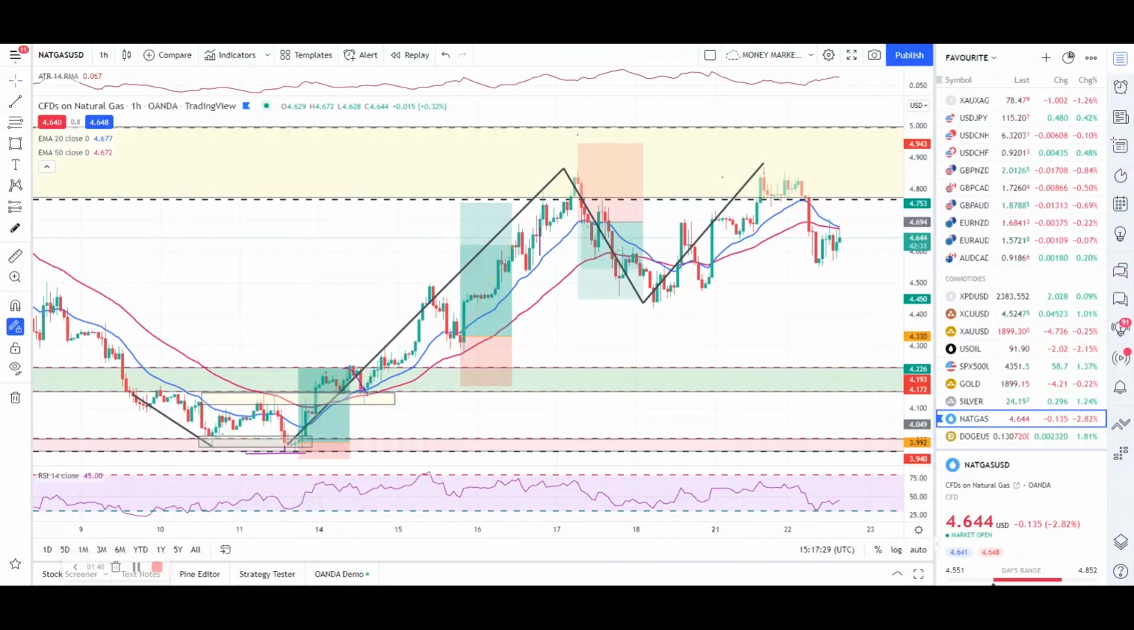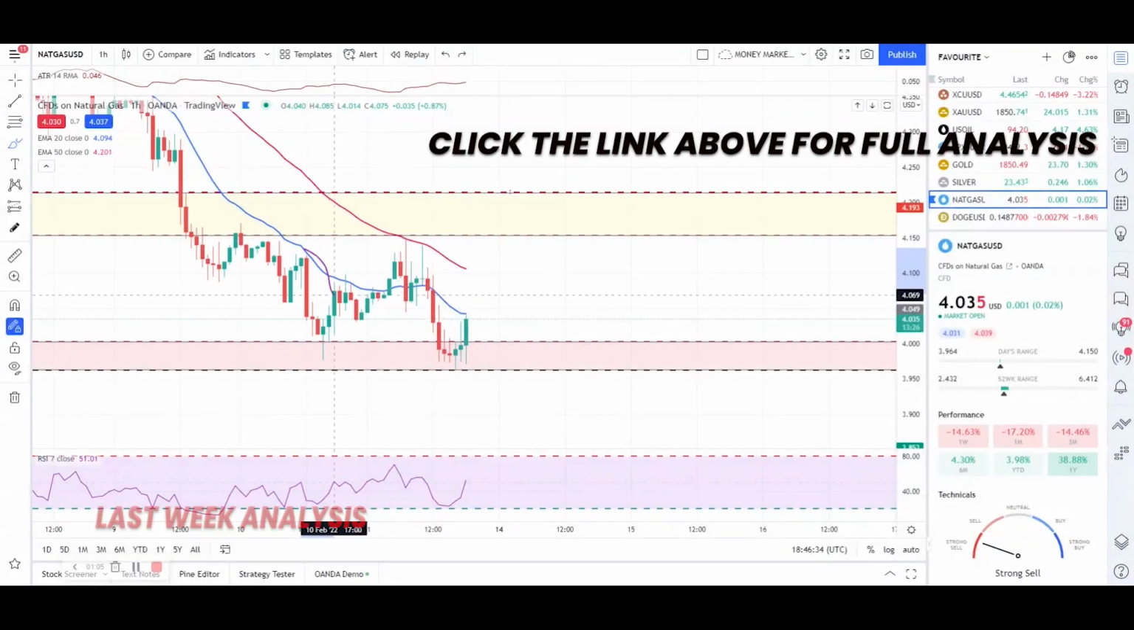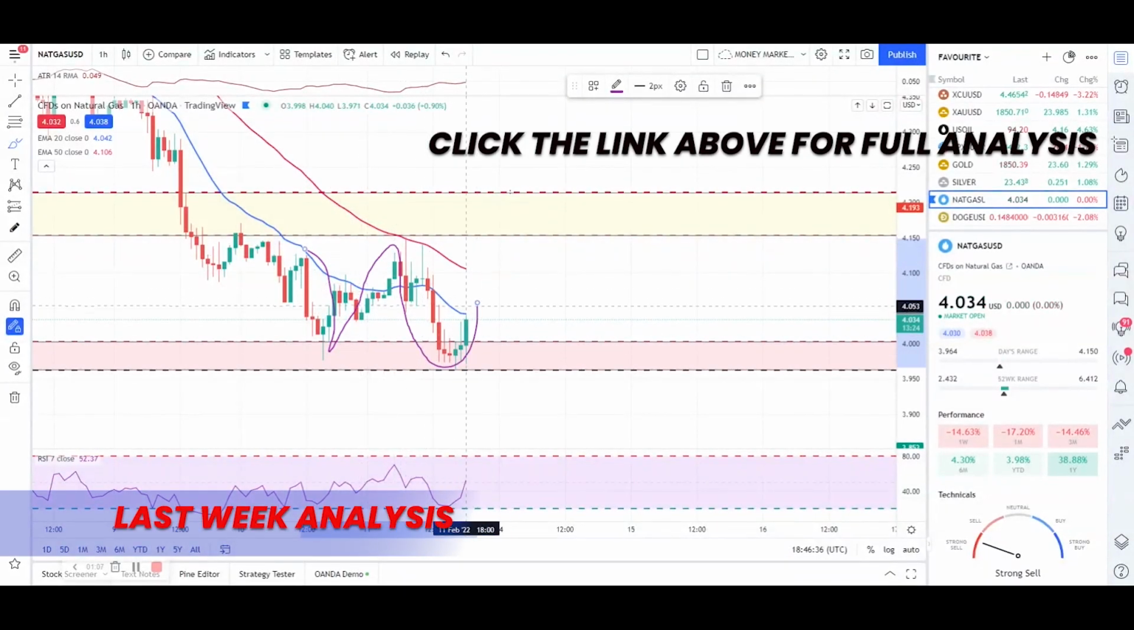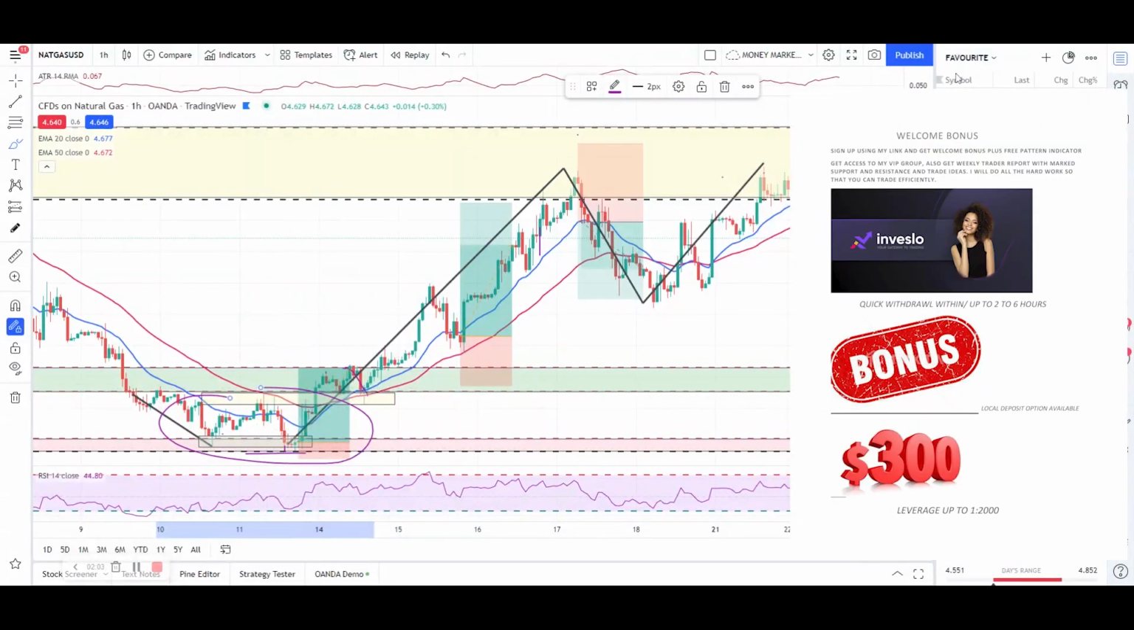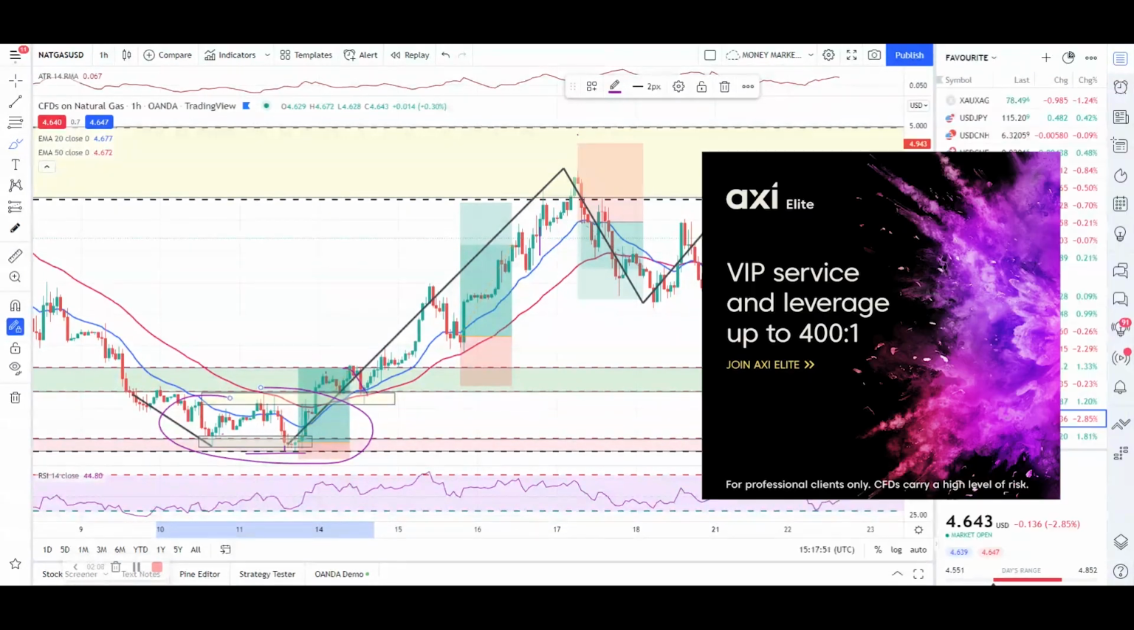So let's start our analysis with natural gas. If you remember our last week's trade, we took this nice double bottom trade. We are getting a valid double bottom right here. So let me go back in the replay mode and show you how we took this trade and how to set up your stops and target once you see this type of chart pattern.